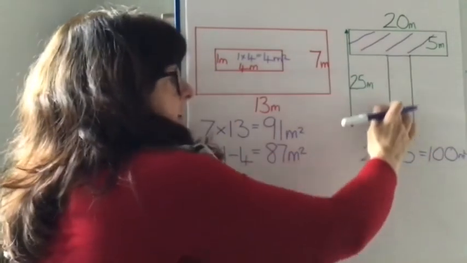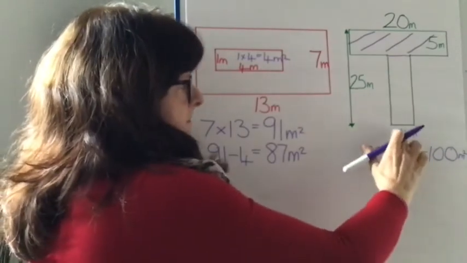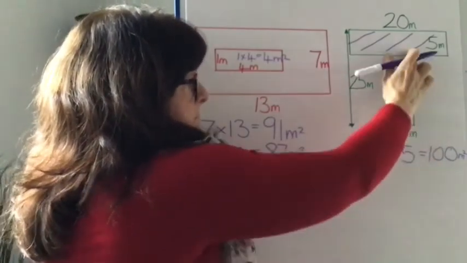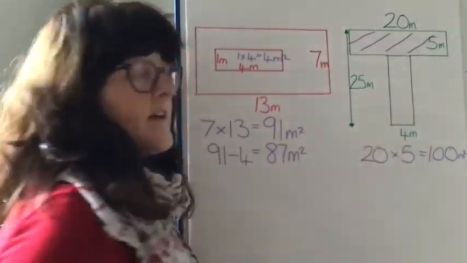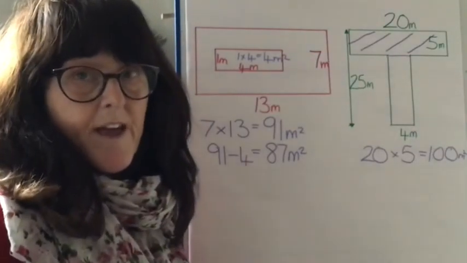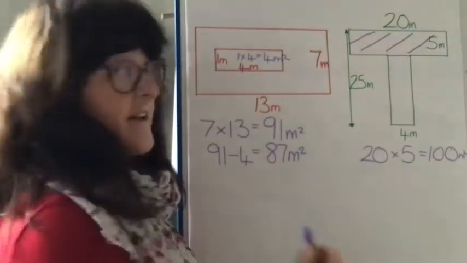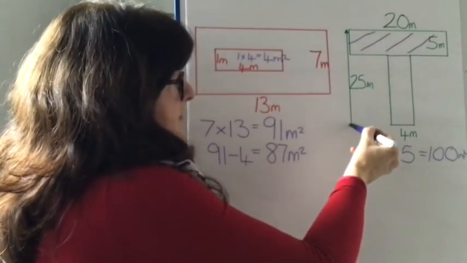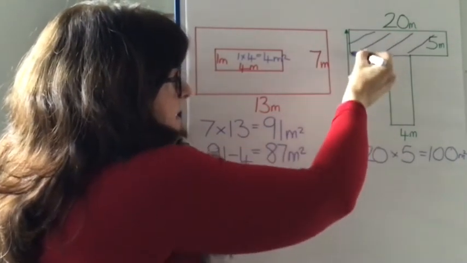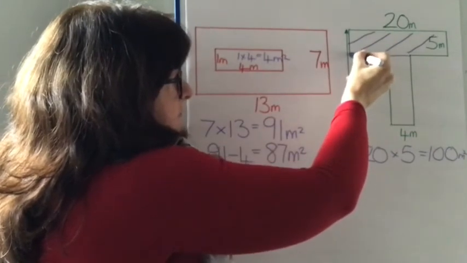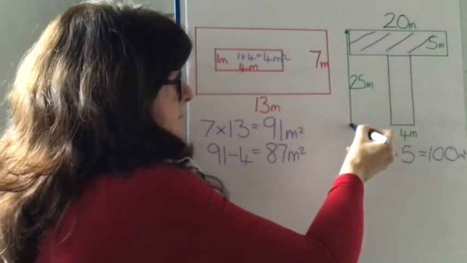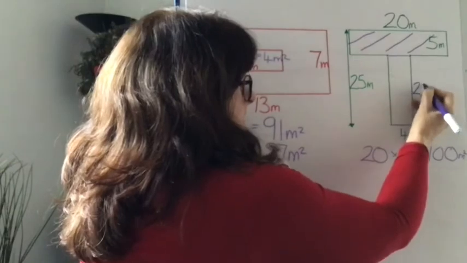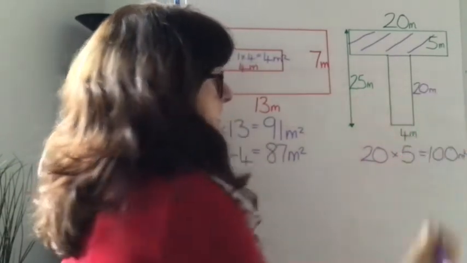But I need to find out the area of this rectangle. I know it's 4 metres wide, but I don't know the length of the other edge. But I can work it out. What I do know is the whole of the T is 25, and this little bit here is 5, so therefore the rest of it must be 20, which I will write in.